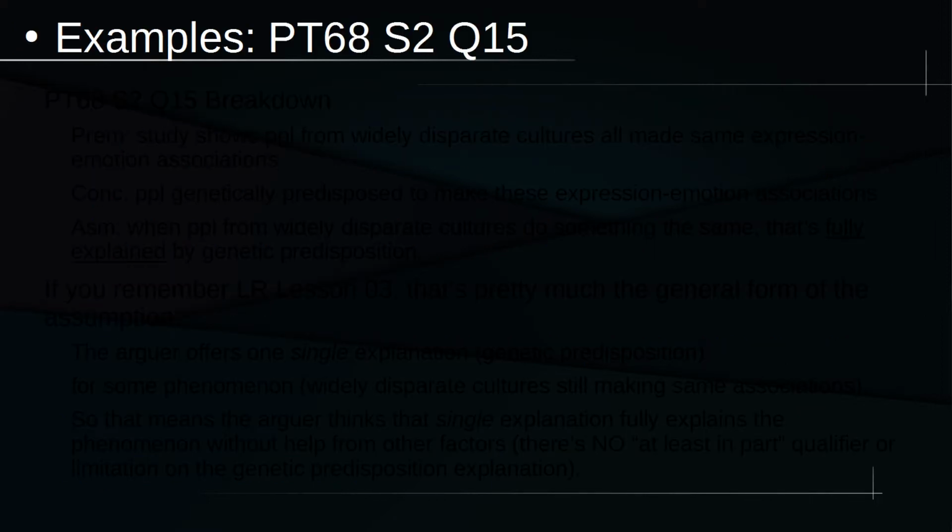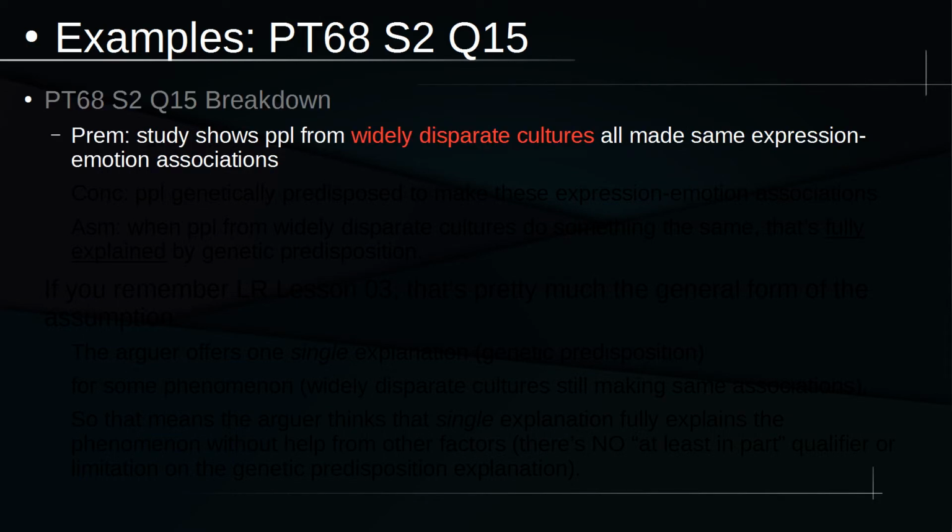Now, the first demonstration we're going to make is going to be from PT 68, Section 2, number 15. So as promised in the procedure, I will attempt an RBP breakdown first. So our first premise, actually our only premise really, is that this study shows that individuals from widely disparate cultures all made the same association between expressions and emotions.